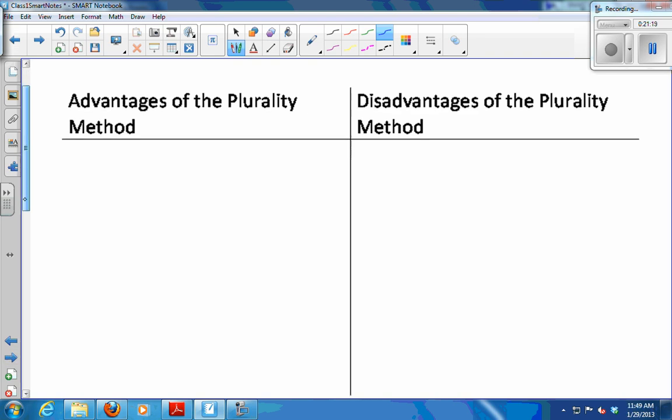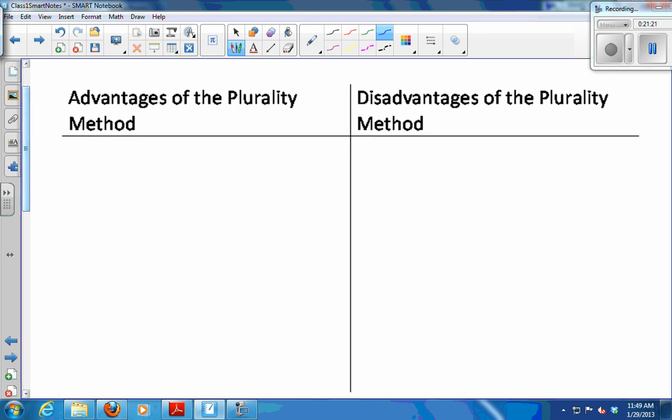So what do you like about the plurality method? What's good about it? Simple, yeah. And that is really important, right? If you're going to be running an election and you want the people to have faith in the results, they need to be able to understand the method, right? So everyone has to understand how this works, or else they could revolt, right? So simple is really important. What else do you like about it?